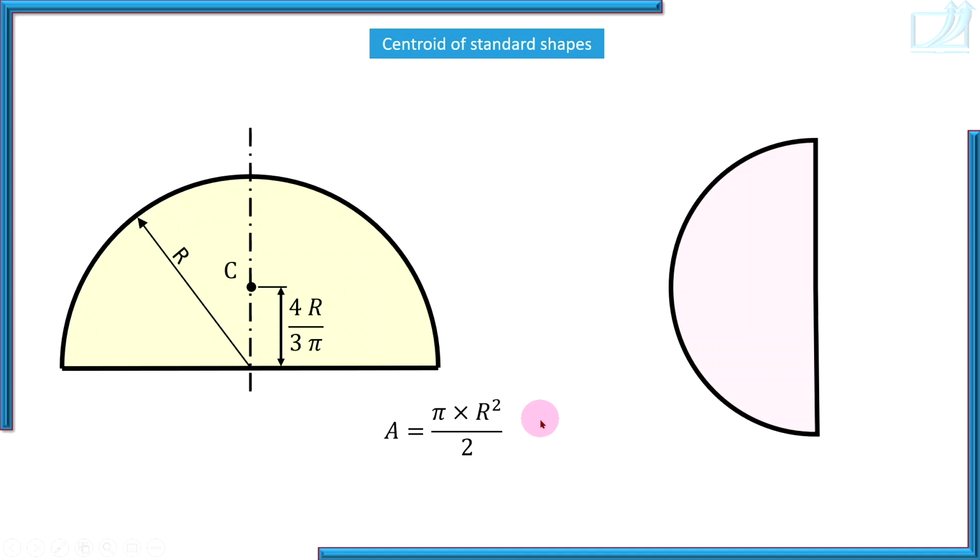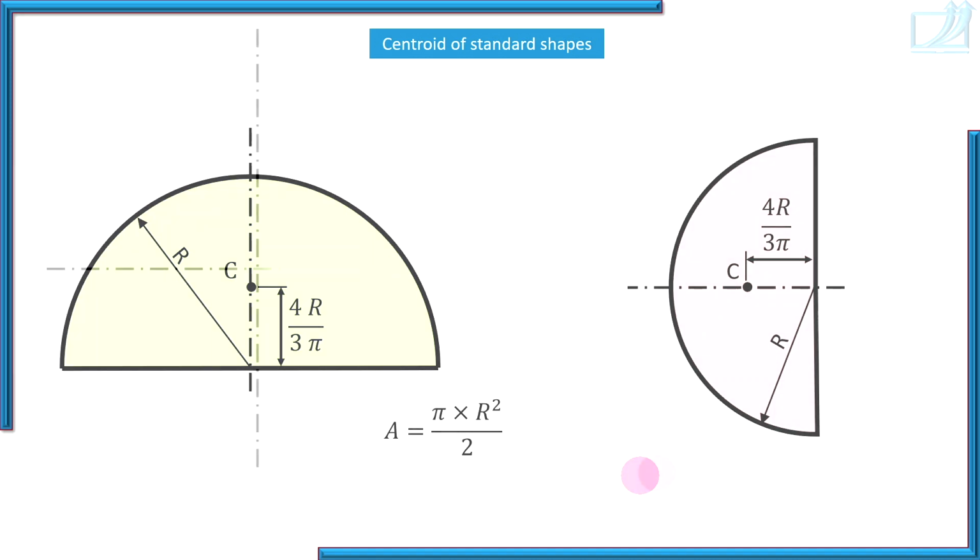Here is again a semicircle. The centroid lies on its axis of symmetry. If r is the radius of the semicircle, then the centroid lies at a distance 4r by 3 pi from the straight edge of the semicircle. Remember, the centroid of a semicircular area lies on its axis of symmetry at a distance 4r by 3 pi from its straight edge.